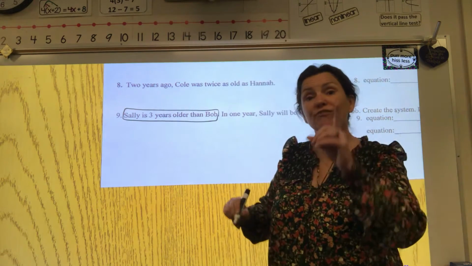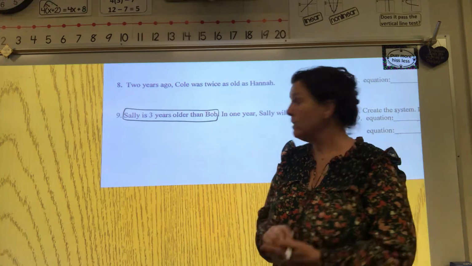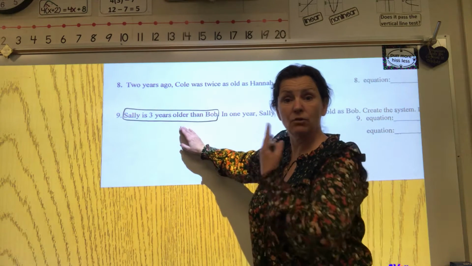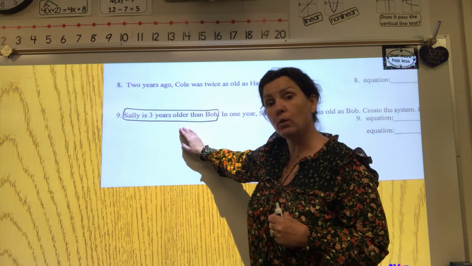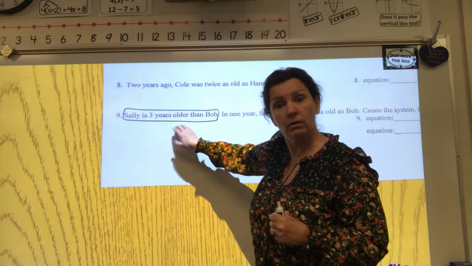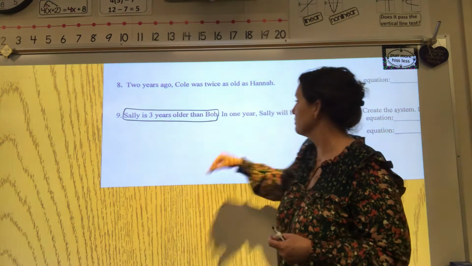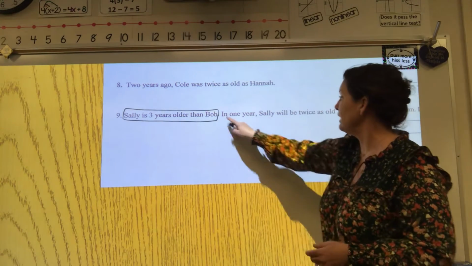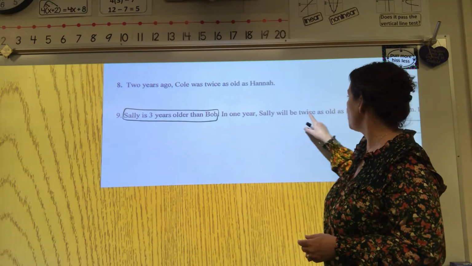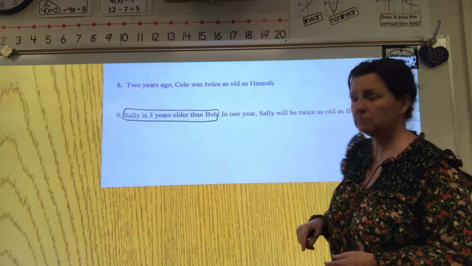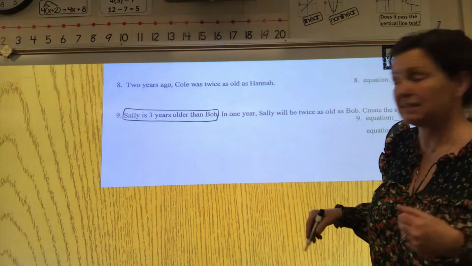This turns into the first equation you need to make. Now we just practice these. If you look at the worksheet above, questions 1, 2, 3, and 4, we're practicing this portion of our system. Next sentence. In 1 year, Sally will be twice as old as Bob. Okay, that's our second sentence.